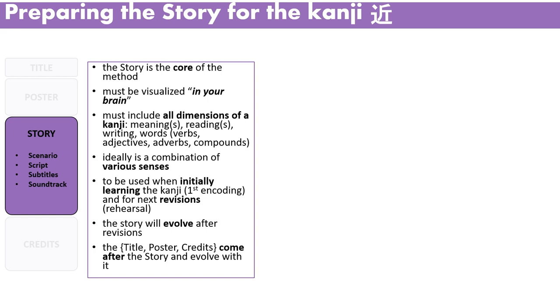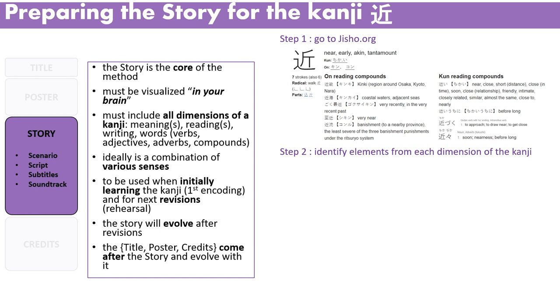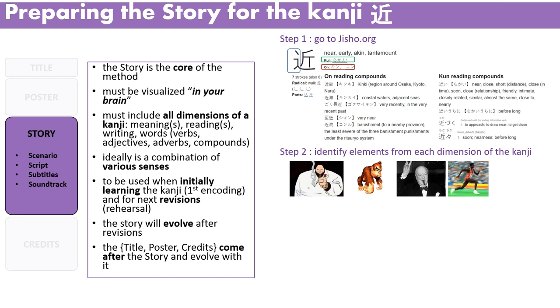So let's dive in. First step, I go to jisho.org and I look at the various dimensions of the kanji. Step 2, I identify all elements of those dimensions corresponding to my code. So on reading, kin and kon, so that is Kingpin and Donkey Kong. Kun reading, Chica, so Winston Churchill and Carl Lewis. First component, road, hence a road.